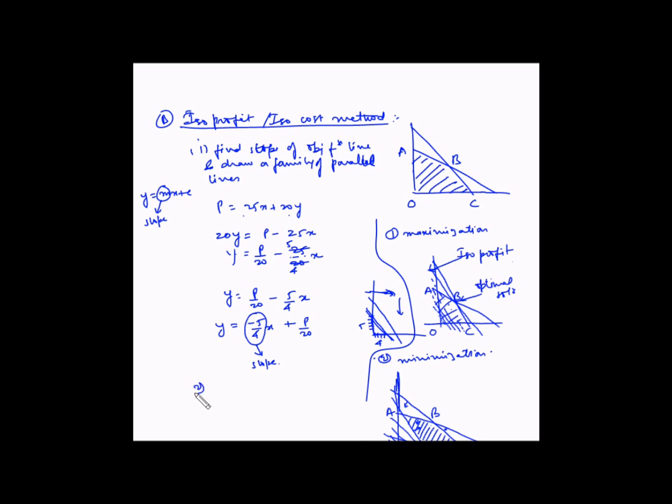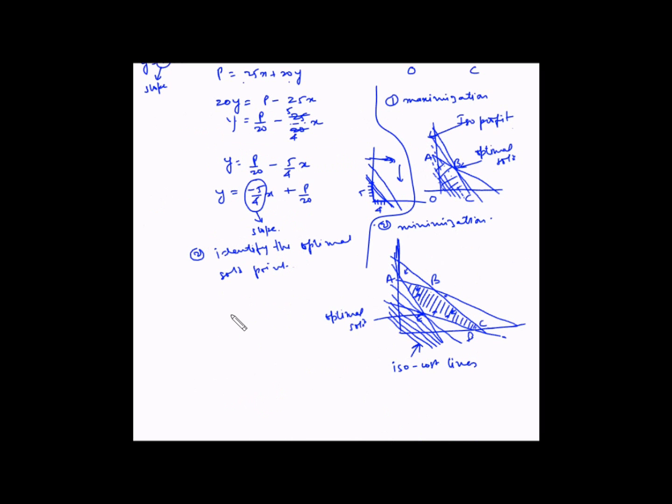The second would be to identify the optimal solution point. So once you have identified the optimal solution point, then the next step is to identify the coordinates of the optimal solution.